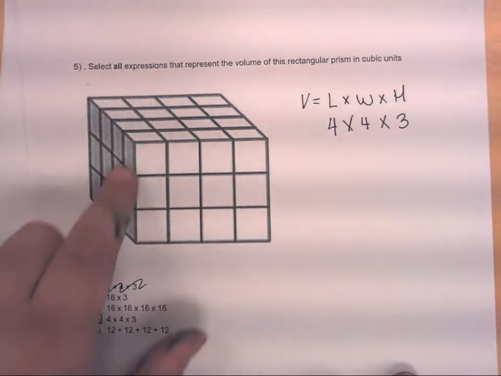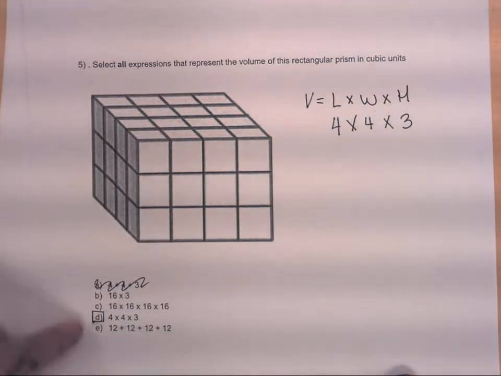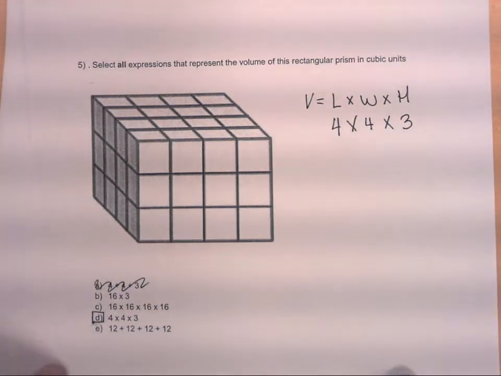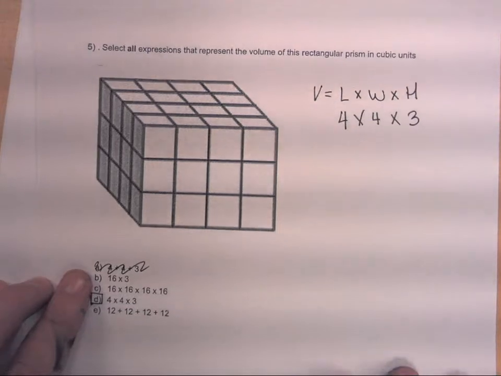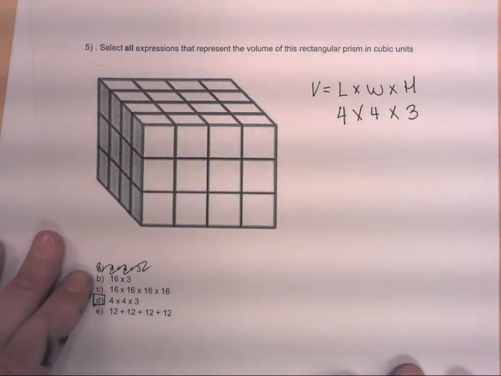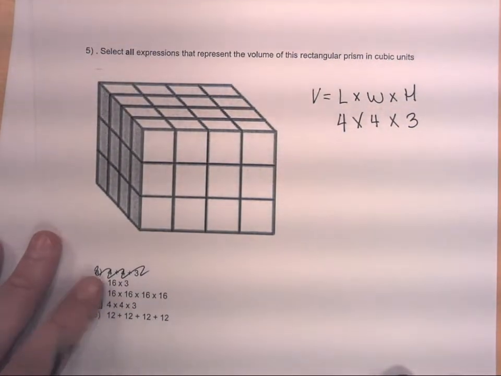Okay, so I know that answer choice D, or expression D, works. But because I need to select all expressions, I want to go through and just double check each of these expressions and see whether they work or not. Alright, so I'm going to start at the top here at B. And it says 16 multiplied by 3.